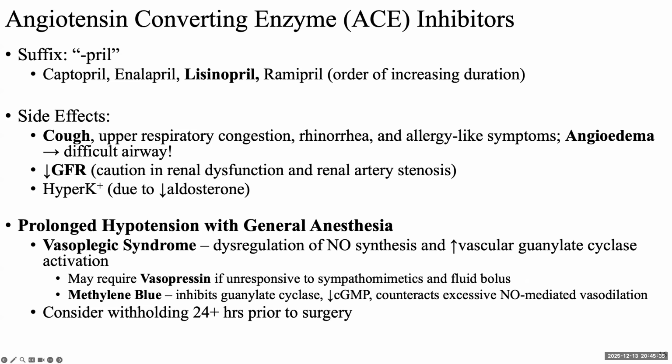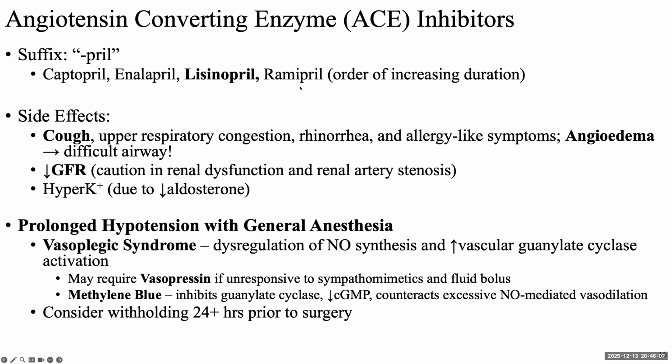Now, your ACE inhibitors will be followed by the suffix pril, right? So the most common one we'll probably see is lisinopril, but there's also captopril, enalapril, ramipril. Now, in this particular order, this is going in order of increasing duration. So lisinopril is the second longest acting one, only outdone by ramipril, which is the longest acting ACE inhibitor.